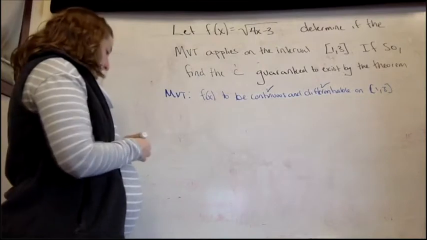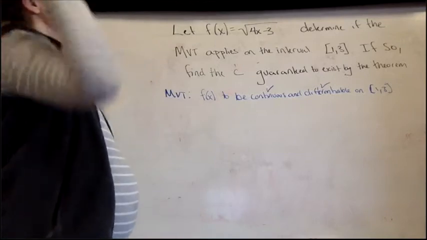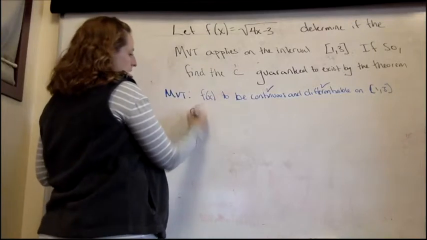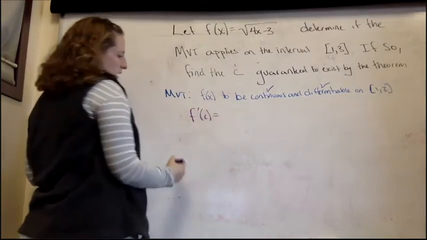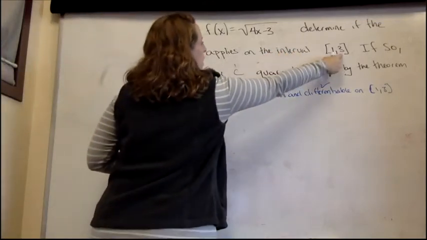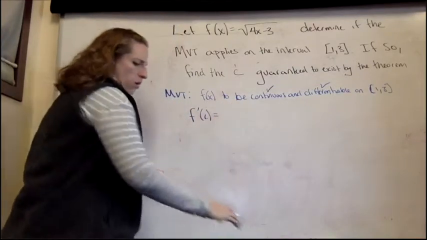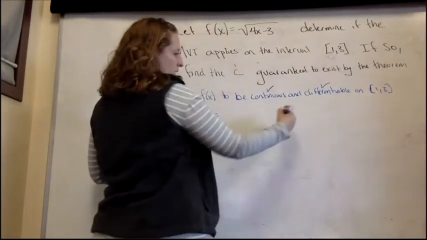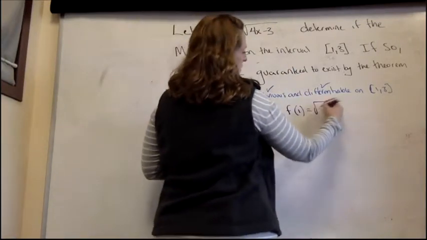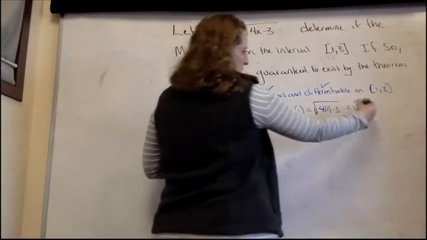So now that we know that it applies, let's try and do the second part. Let's try and figure out if we can find the c guaranteed to exist by the theorem. So remember, the theorem says we're going to have f prime of c equal to the slope of the line between the endpoints. So our endpoints are 1 and 3. We need to know what our function value is at 1 and what our function value is at 3. So when I plug 1 into my function, I get the square root of 4 times 1 minus 3. Well, 4 minus 3 is 1, so I get the square root of 1.